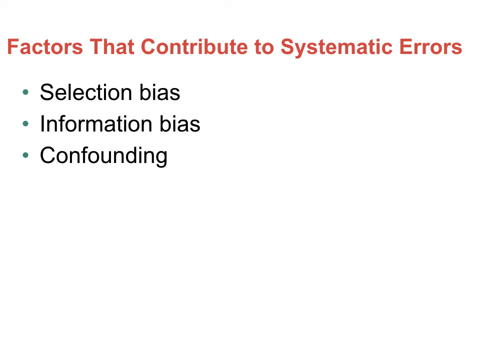So factors that contribute towards systematic errors that we're going to focus on are selection bias, information bias, and confounding, which is another type of bias, but it just has its own name because of the lot of attention that confounding gets.